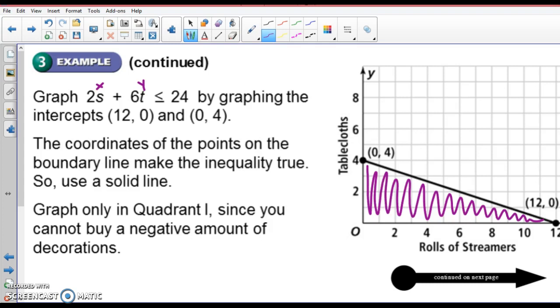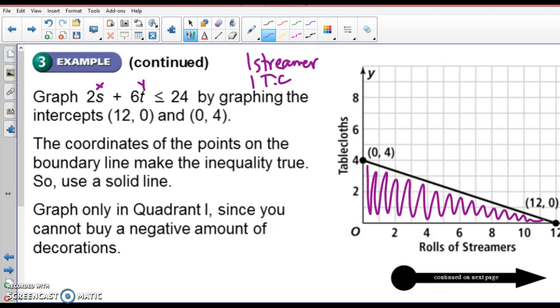Now, they told us they want 3 possible combinations. So, I could find any combination that is in this shaded area. I'm going to start with 1 streamer and 1 tablecloth. Could I do 2 streamers and 2 tablecloths? Could I do 3 and 3? Let's see. 3 and 3. It looks like it might.